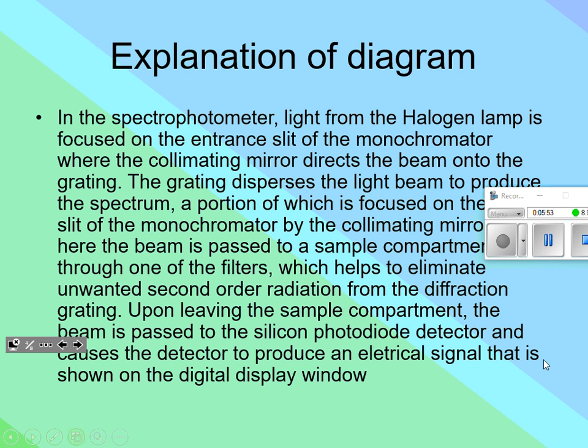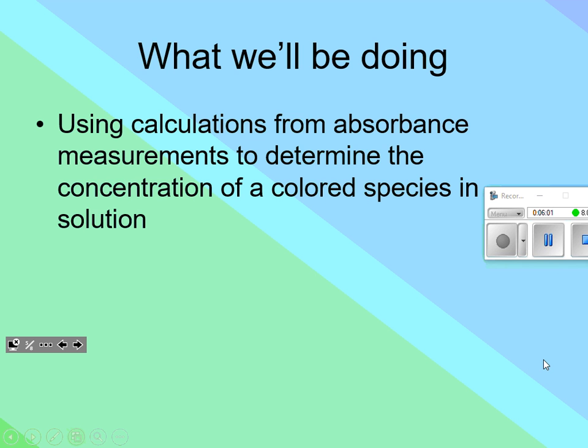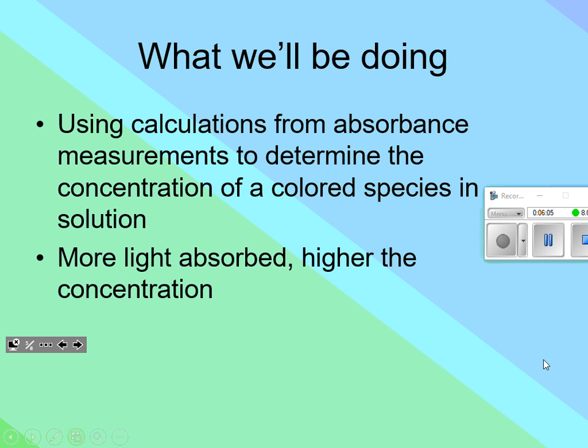Light passes through a sample, it hits something on the other end, it tells you how much light passed through. Boom, that's it. So if you flip to the back side, the second bullet point here hopefully makes sense to you. The more concentrated a solution is, the more light will be absorbed by it.